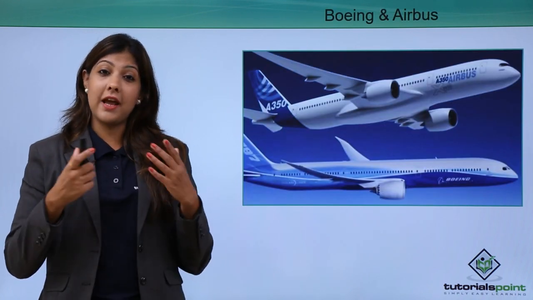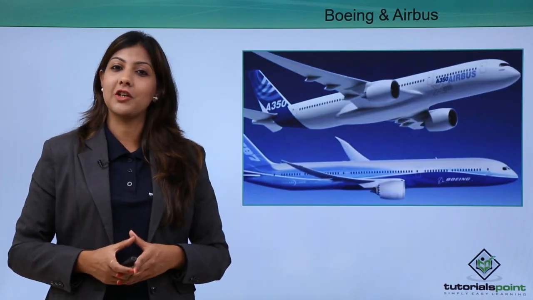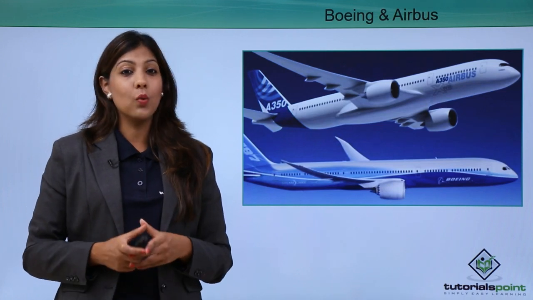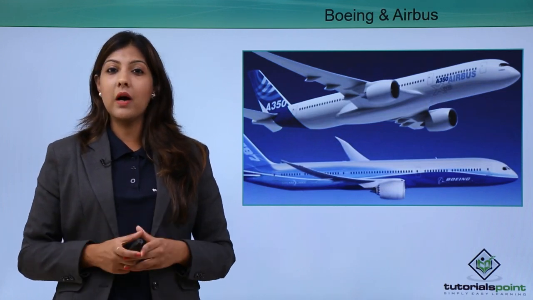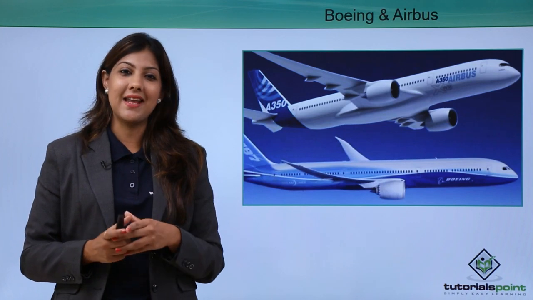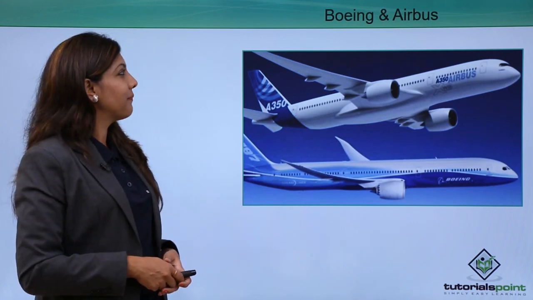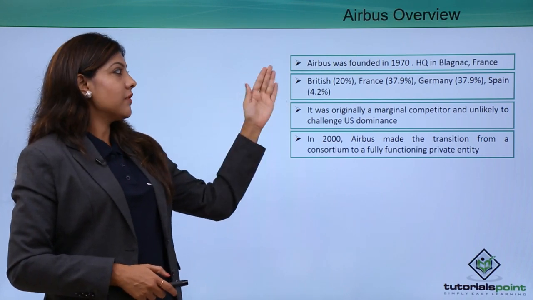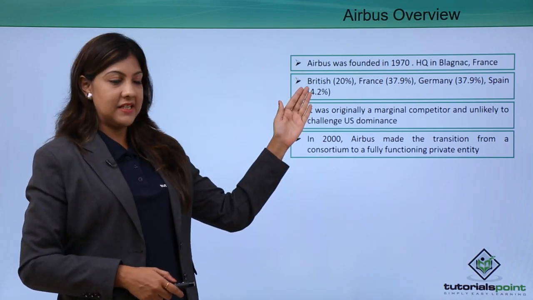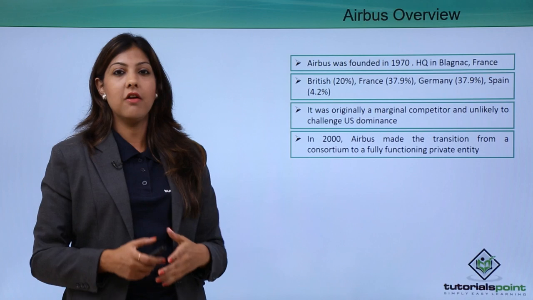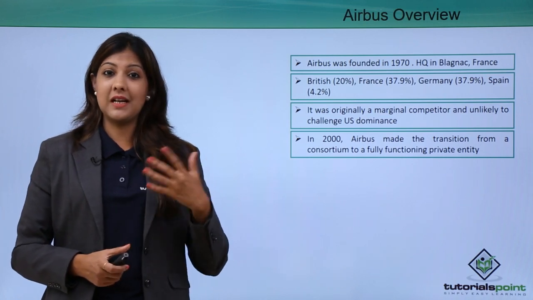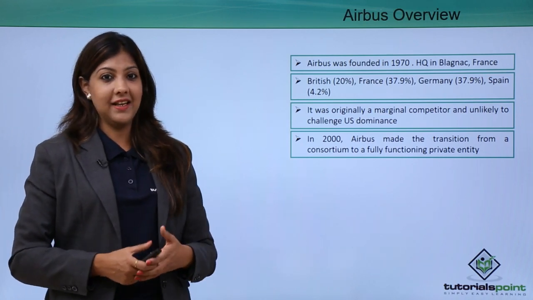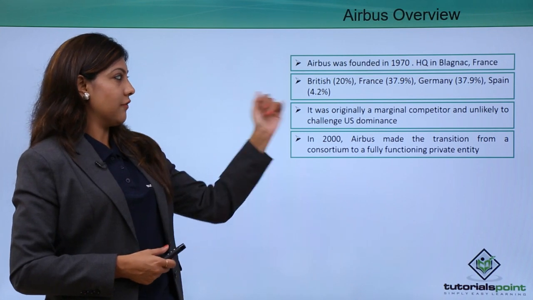Now, under aircraft, there are 2 main manufacturers. One is Boeing and one is Airbus. We will now have an overview of Boeing and Airbus aircraft. Let's first take a look at Airbus. Well, Airbus was founded in 1970 and had its headquarters in France. So it started early in that decade and it had its headquarters in France.